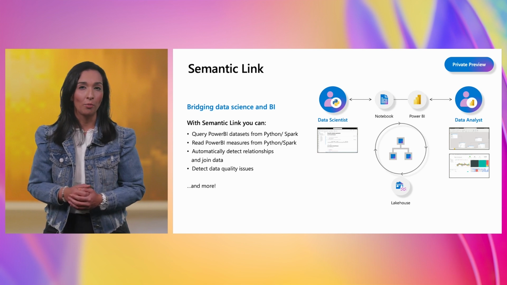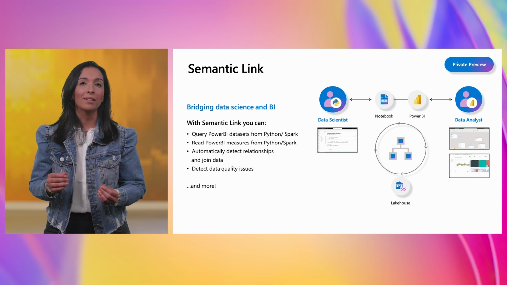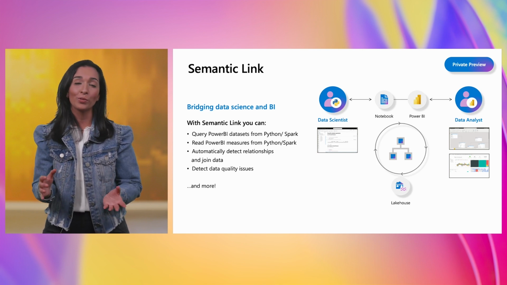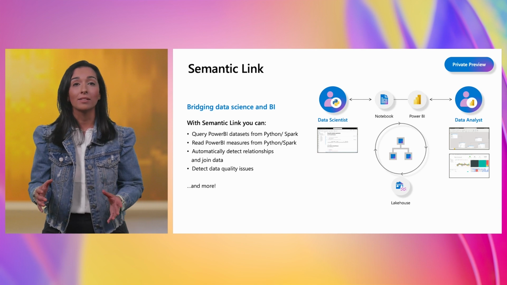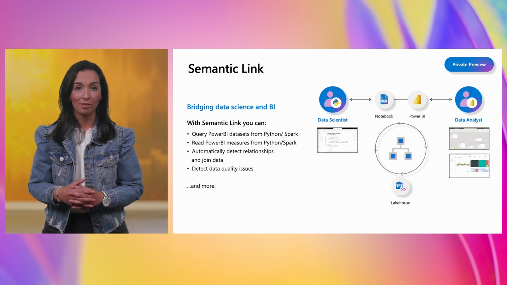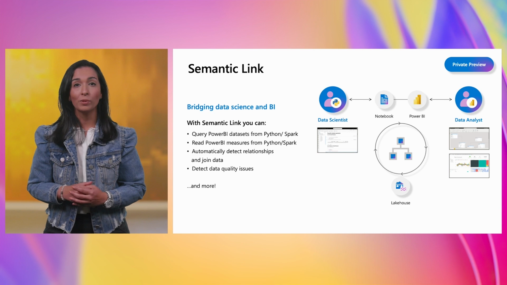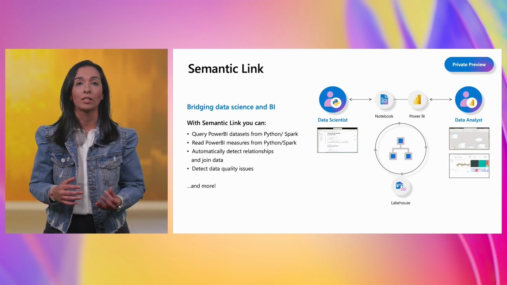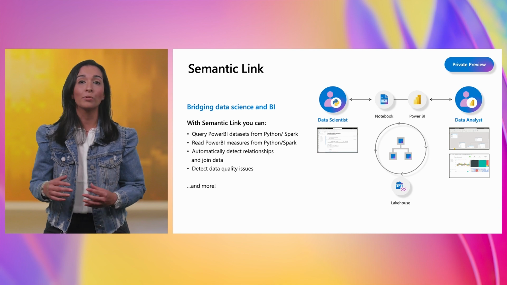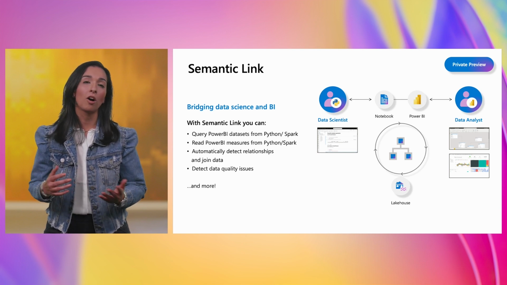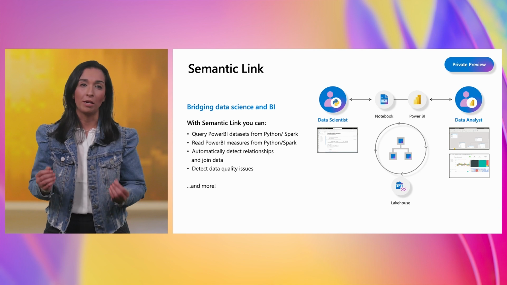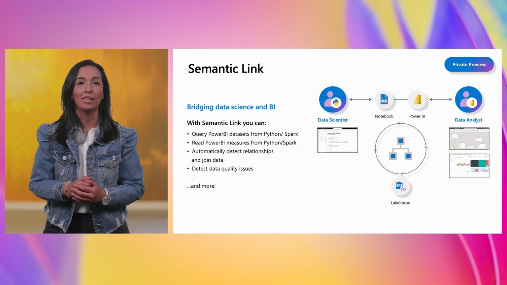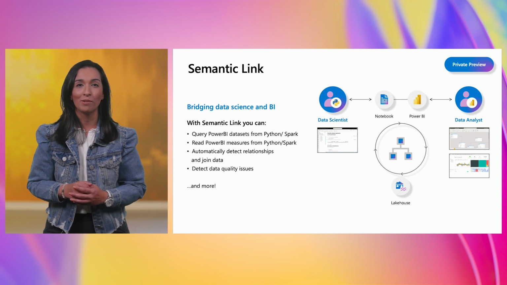In the next demo, we will look at how Semantic Link helps to ease the collaboration between a data analyst using tools like Power BI and a data scientist using tools like Python and Spark. With Semantic Link, you will see how notebook users can explore Power BI datasets from Python and Spark SQL. This includes things like tables, calculated columns, but also access to measures. Users can explore, query, and validate the data in Power BI directly from notebooks.